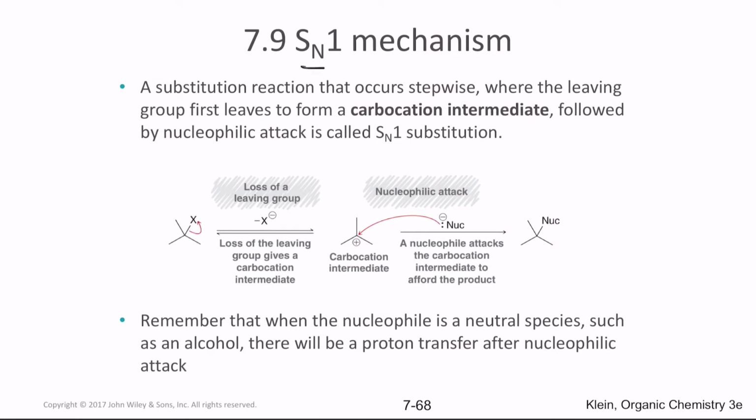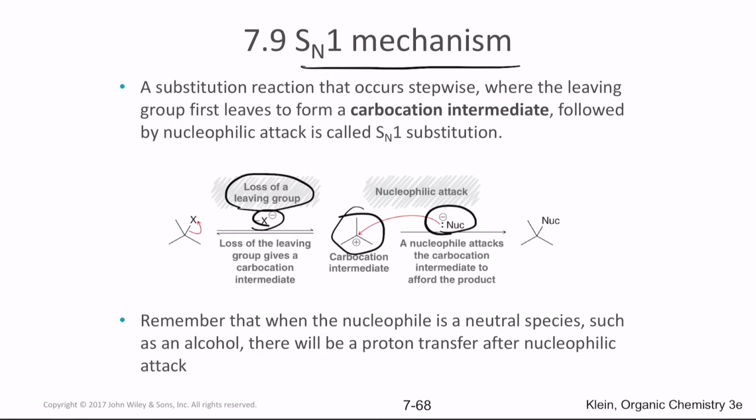So what is the SN1 mechanism here? First, you have the loss of leaving group where you lose the halogen and you create a carbocation intermediate. Then the nucleophile attacks the positively charged carbocation and finally results in the substitution product. Remember that the nucleophile here is a neutral species such as an alcohol. There will be a proton transfer after the nucleophilic attack.